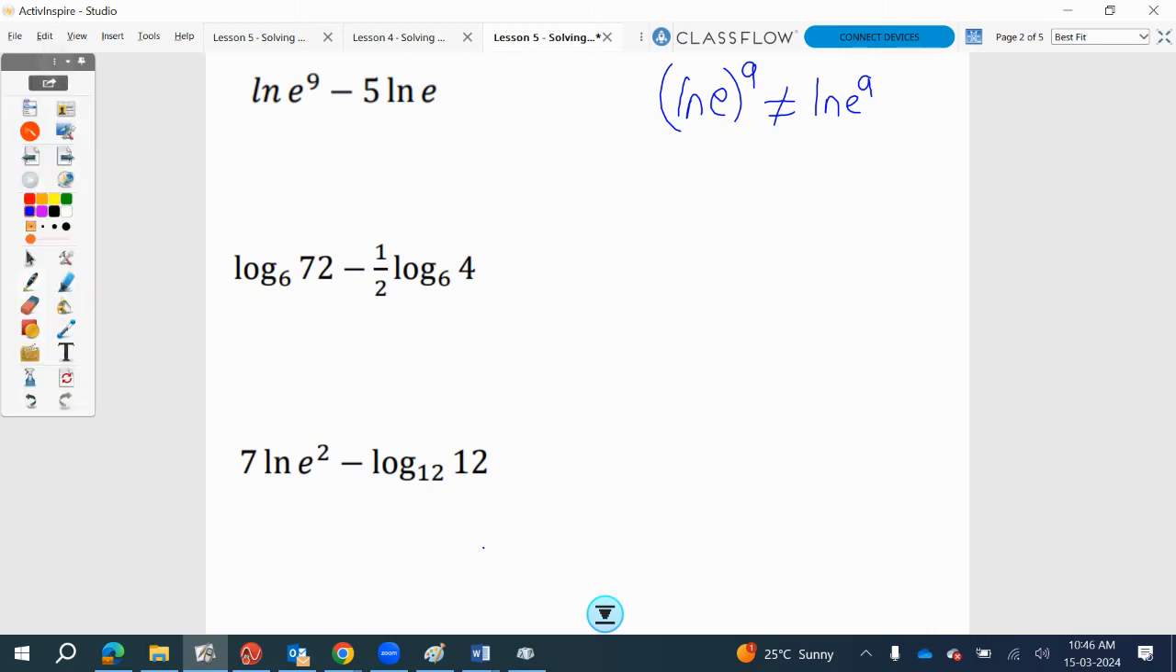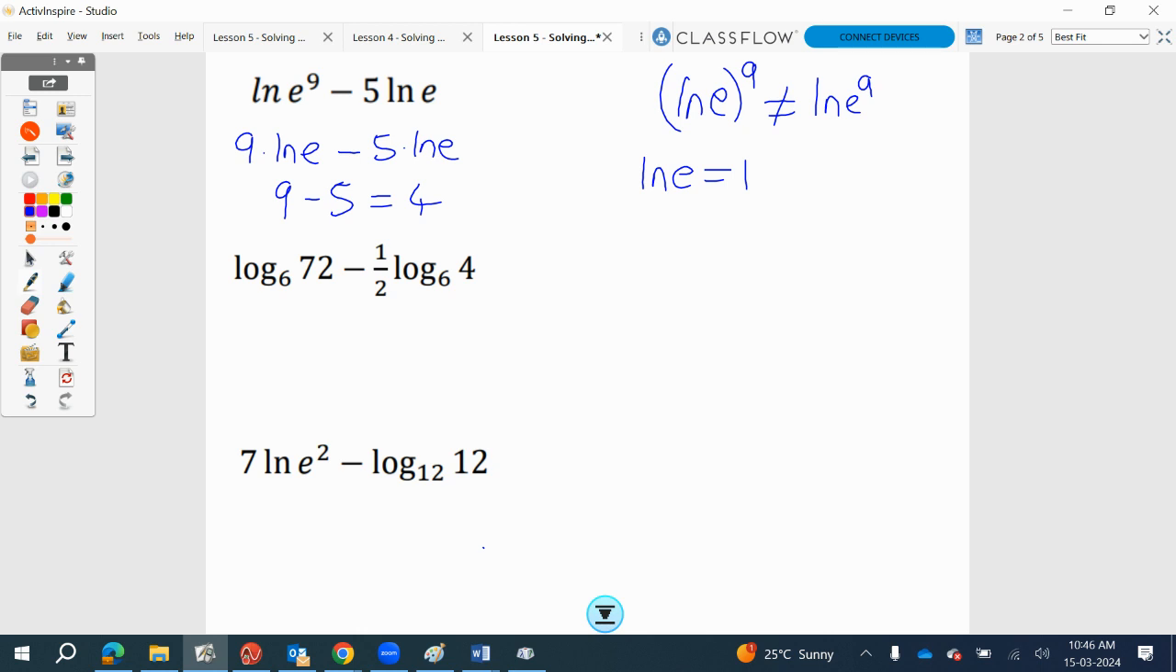So this first one, we have to take into account the order of precedence of operations. So the e is raised to the power of 9 before the logarithm function happens. That means to evaluate this one, we need to use the power rule for logarithms to rearrange it to this. Now we need to know that ln e is equal to 1. This gives us 9 minus 5, which is equal to 4.